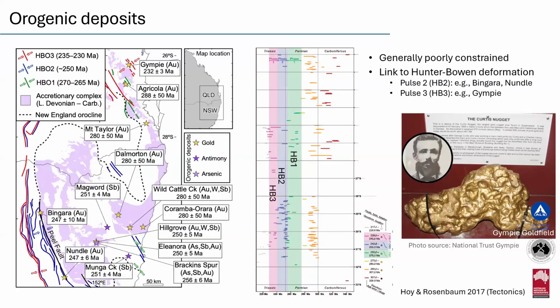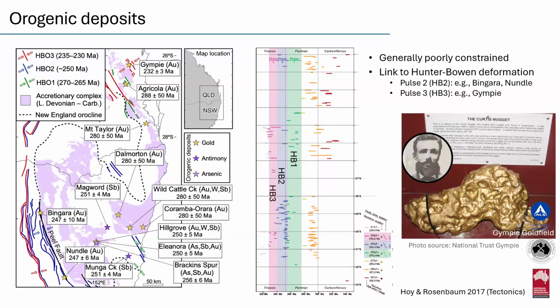The orogenic deposits I mentioned before, they are difficult to understand when exactly they formed. Some of them are really poorly constrained. Others are better constrained and do show relationships to Hunter-Bowen phases of the formation, which kind of makes sense. So we have Bingara, for example, Nundle, Hillgrove as well, that are linked in time and also in space here to Hunter-Bowen 2 structures, so 250.